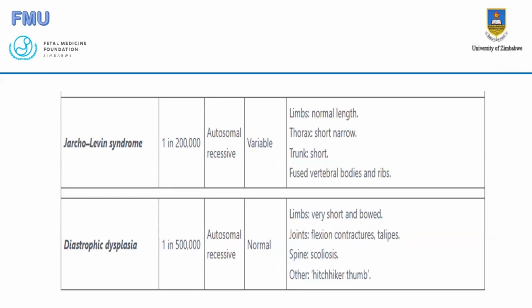Next, we have Jarcho-Levin syndrome, which occurs in about 1 in 200,000. It is autosomal recessive. It is variable in terms of survival. The limbs are of normal length. The thorax is short and narrow, and the trunk is short, and there are fused vertebral bodies and ribs. That's Jarcho-Levin syndrome. Then we have diastrophic dysplasia, which occurs in about 1 in 500,000. It is autosomal recessive. The survival is normal. The limbs are very short and bowed. There are flexion contractures and talipes. There's scoliosis and hitchhiker thumb.